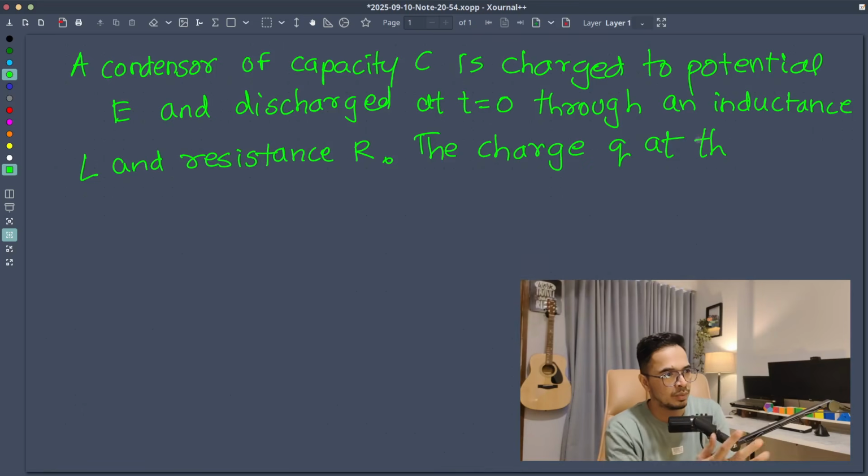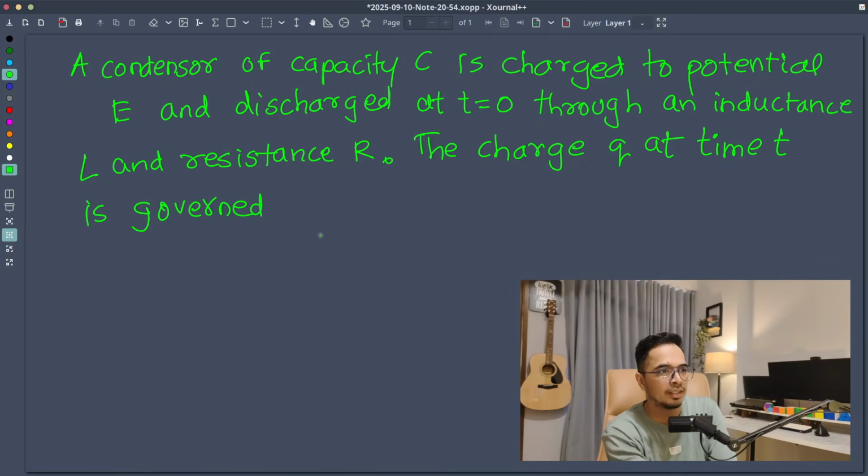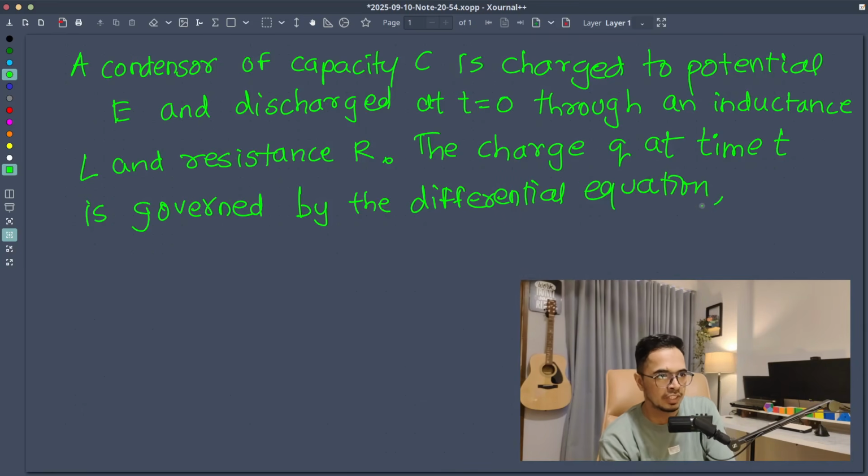So for that, let us look at this simple case. Say we have a condenser of capacity C, charged to a potential capital E and discharged at t equal to 0 through an inductance which is L and a resistance which is R. So the charge Q at time t, what would be the differential equation?